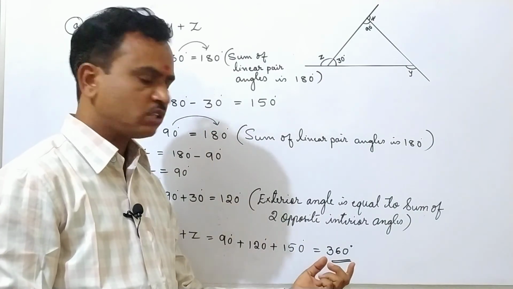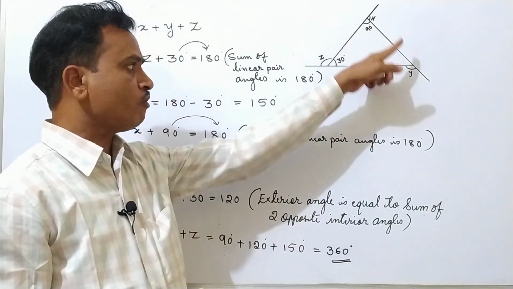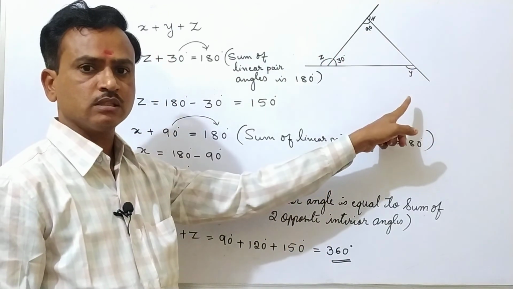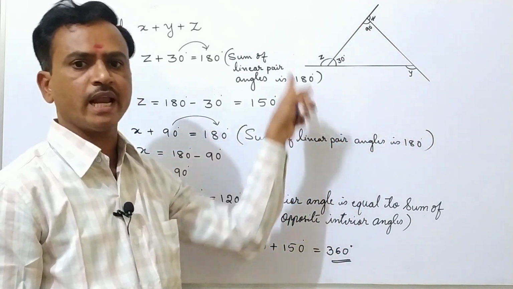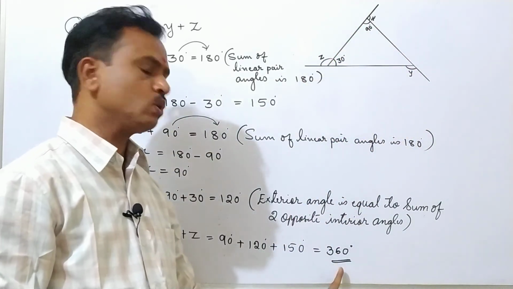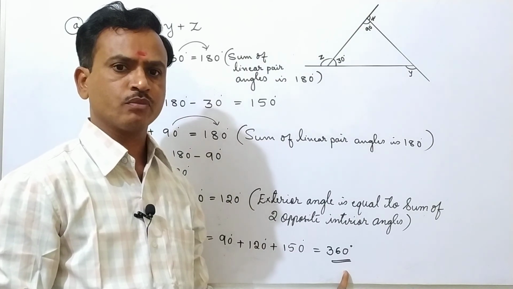From this we understood that the sum of exterior angles, that means the sum of outside angles, is equal to 360 degree.